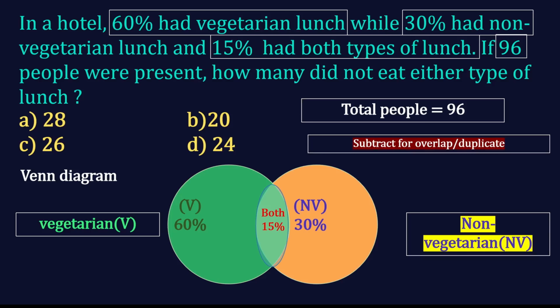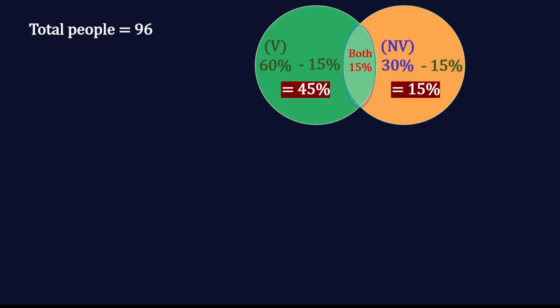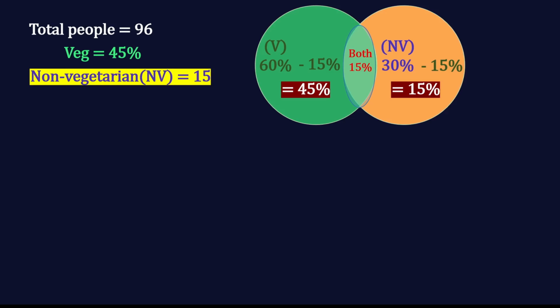Now we need to subtract for the overlap or the duplicate, because this 15% here represents those people who ate both veg and non-veg. So I need to remove that overlap. So how do we do that? Well, we simply subtract it from our veg and non-veg values. So that'll be 60 minus 15. That would give me 45. And 30 minus 15, that would give me 15. Now, veg equals 45%, non-vegetarian equals 15%.